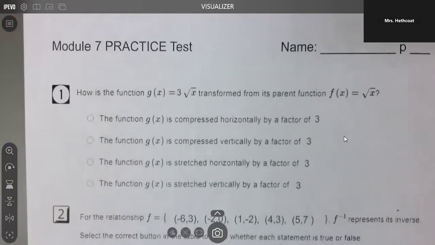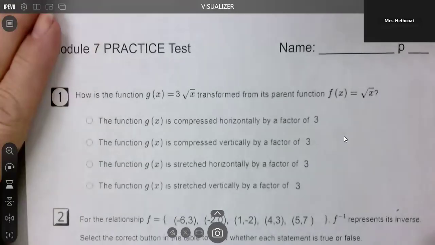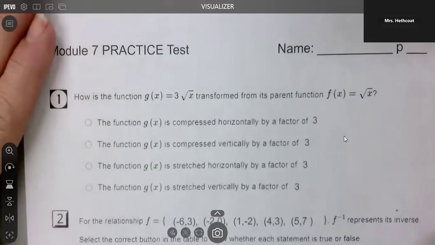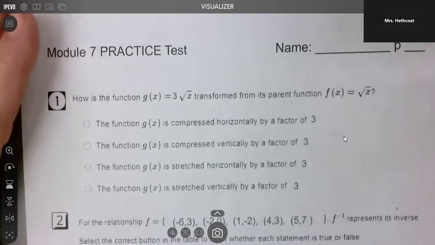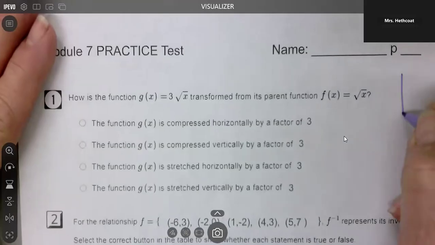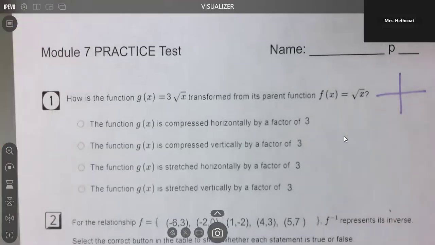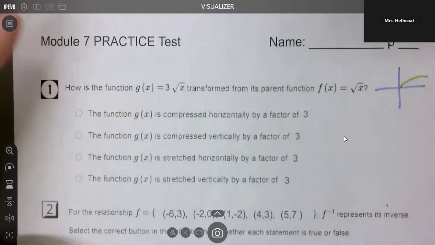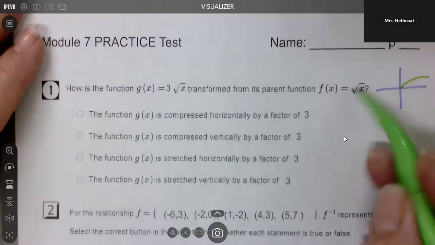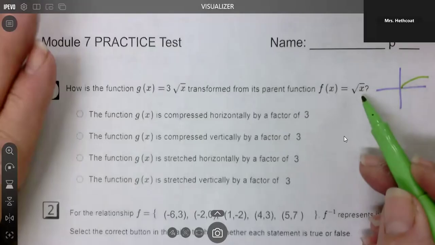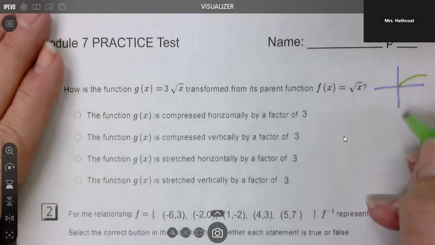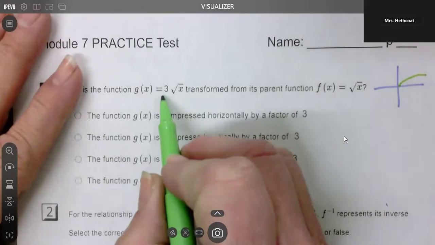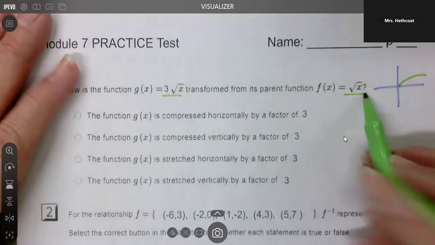Number 1, it says, how is the function g of x equals 3 square root of x transformed from its parent function f of x equals the square root of x? So let's start with the parent function. If you know what the parent function of square root of x looks like, that could help us, because it looks something like this. And it looks like that because it cannot be a negative number inside the square root sign.